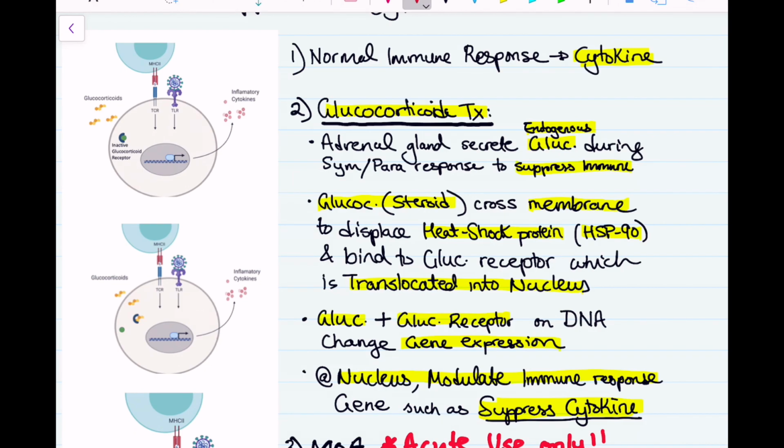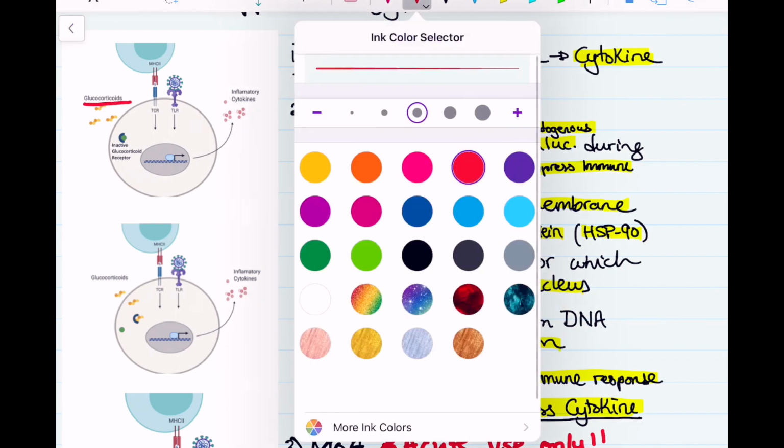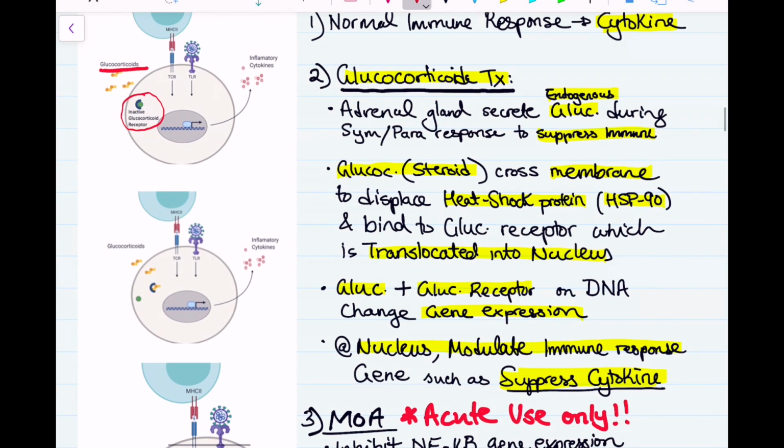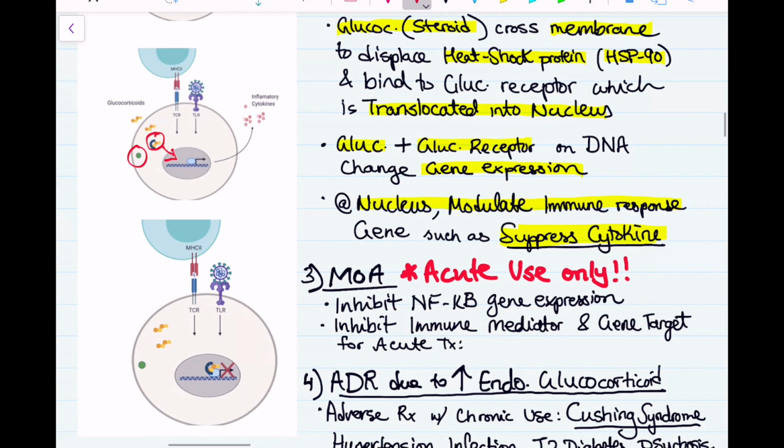Here we have the glucocorticoids in yellow. We have the inactive glucocorticoid receptor right here. Then the heat shock protein is basically displaced, and now we have the glucocorticoid plus the glucocorticoid receptor that will enter the nucleus. In the nucleus, it will cause a gene expression change, and we do not get this response to make cytokines. So it stops right here.